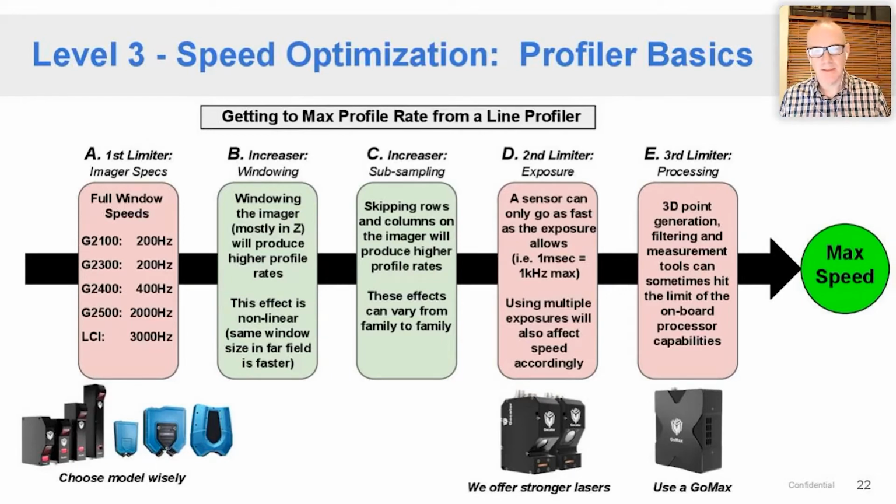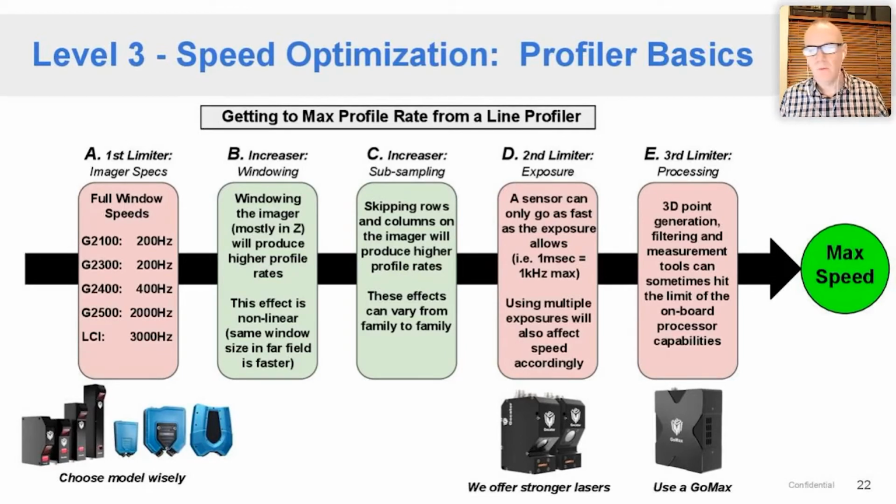Then we hit this section D here. This is a limit that all sensors have, whether it's even a 2D camera, as well as all line profilers, whether they're LMI line profilers or any other manufacturer of line profilers. You are exposing that array, and you have to expose it for a certain period of time. So you can never go faster than the exposure will allow.